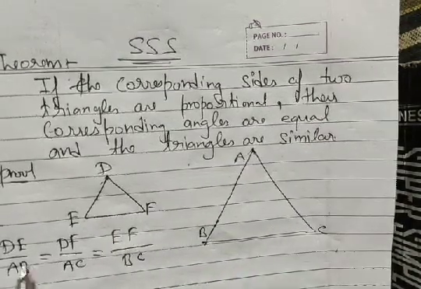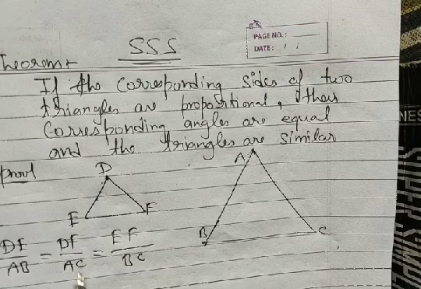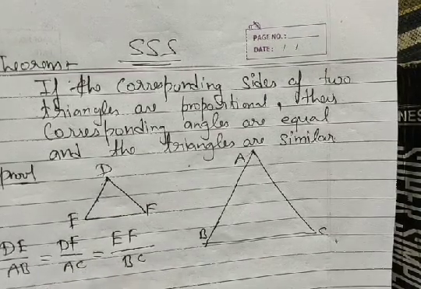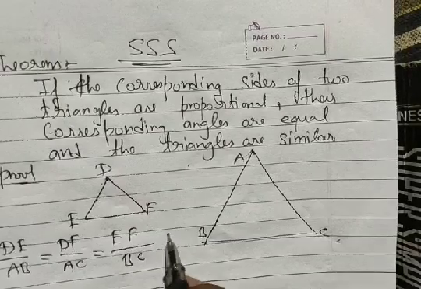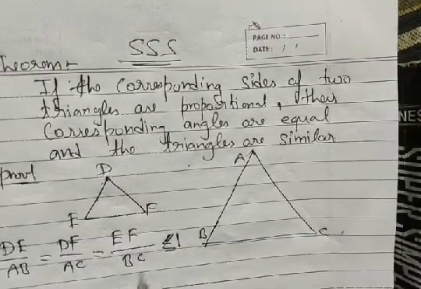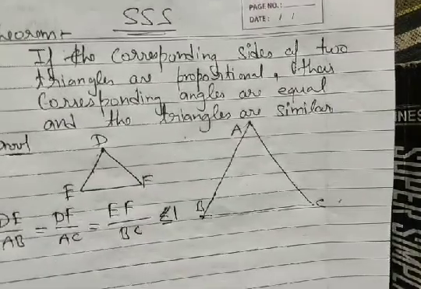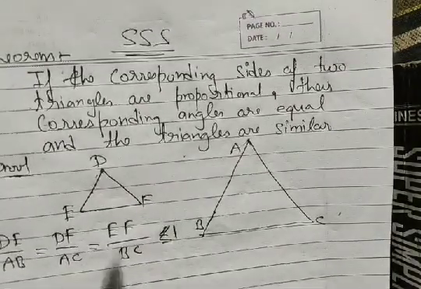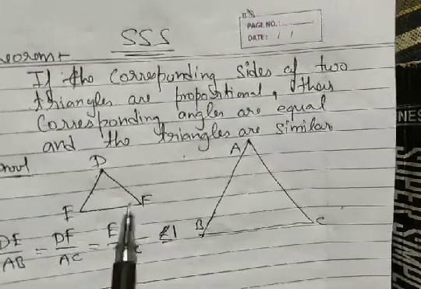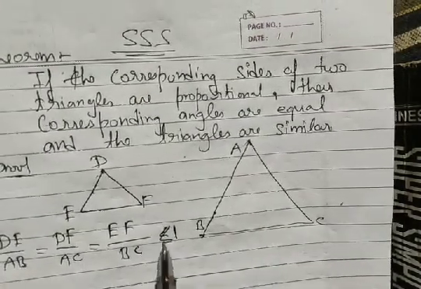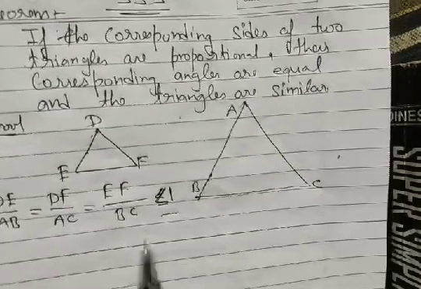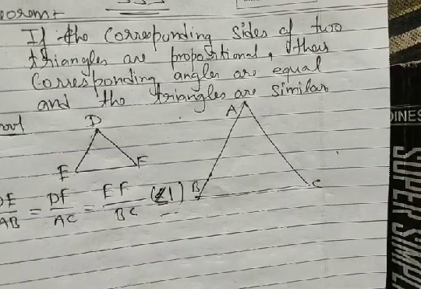Now look, obviously from the figure you can see that triangle DEF is smaller than triangle ABC, so all denominators are greater than their numerators. Then obviously these ratios are less than 1. In this case, since from the figure it's clear that this ratio is always less than 1, we are marking that it's less than 1 here, just to clarify.